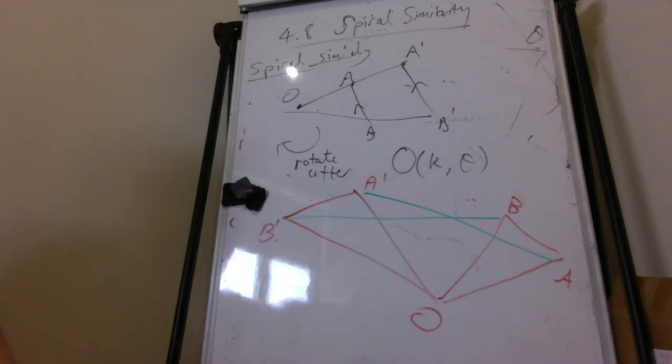Which one? A prime, B prime, and the intersection of AB' and A'B. Call it X, and then the other side, call it Y. Wait, why are they similar? Actually, yeah, why are they similar? Oh wait, they are. They actually are, because you have vertically opposite angles. And angle A'OA'B is the same as angle OB'A, right? So that angle is shared. So we have two equal angles, so they're similar.